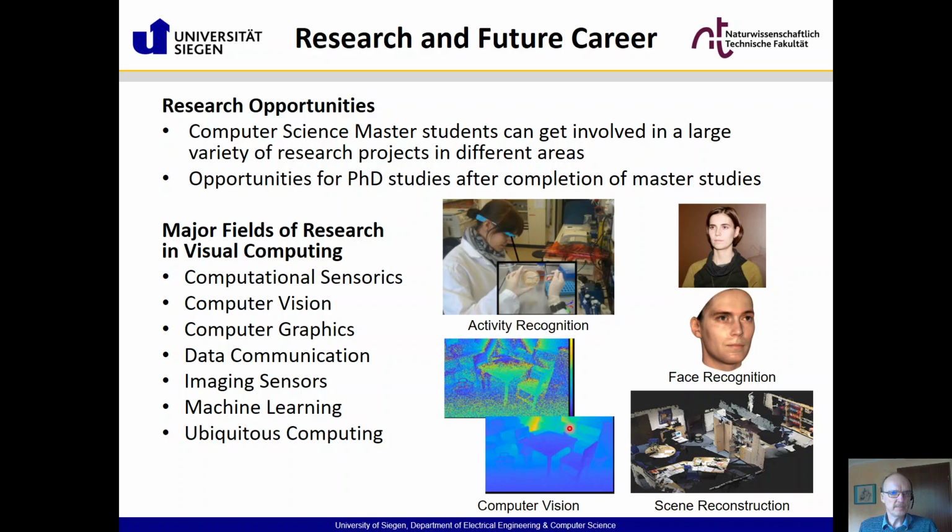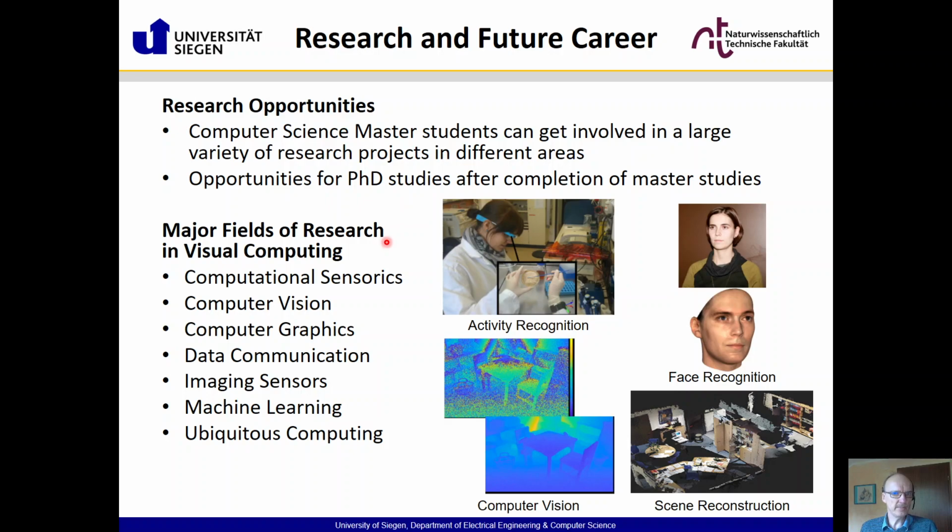There are specific research opportunities for students in the master. You can already get involved at an early stage as a master student into larger and a variety of research projects in the research groups in computer science in Siegen. And after a successful completion of your master's, you also have the opportunity to do a PhD here in Siegen.